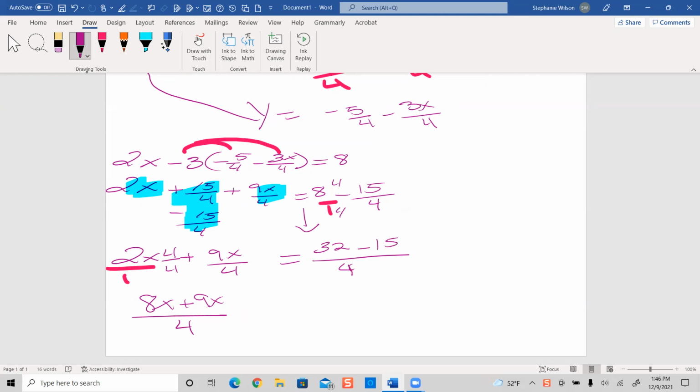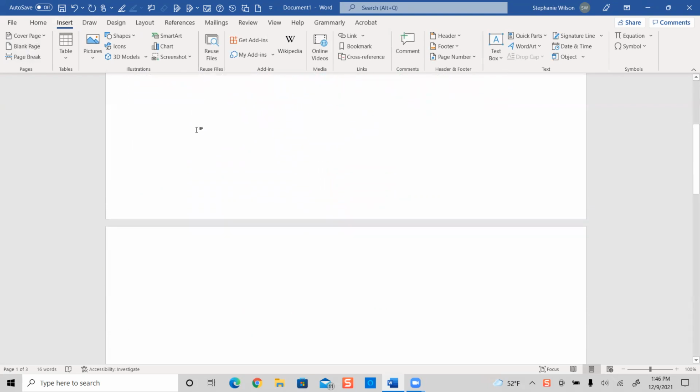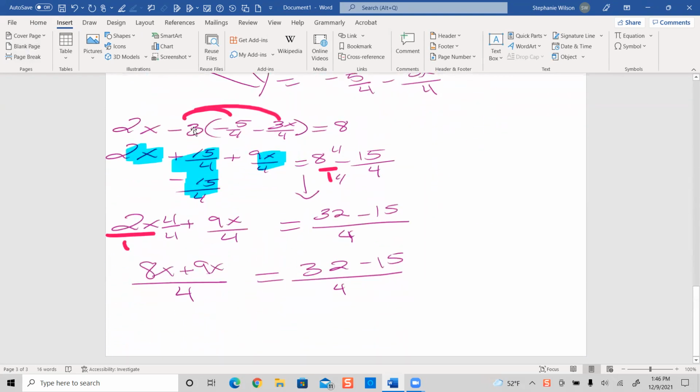So now we go to this next step. And let's just clean this up. And let me add a page right quick. Okay. Kind of separated it. So let's go back to the top here. So now what is 8x plus 9x? That's 17x divided by 4. And now we have 32 minus 15, and that gives me 17 over 4.